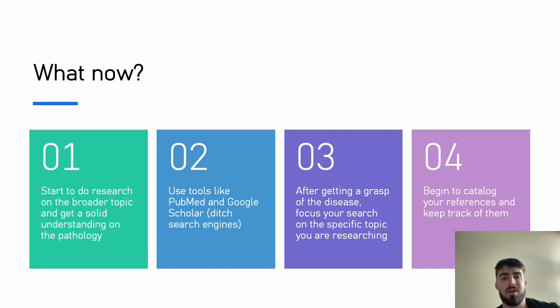I would probably at this point start to ditch search engines, as they won't provide you the most up-to-date information that you're looking for. And once you get a grasp of what your disease is and the pathology behind it, then you can focus your search on your clinical question and see what literature is currently out there that's looking at what you're specifically doing. And as you go along, make sure to catalog the references that you're collecting, because those can be useful when you write your publication later on.